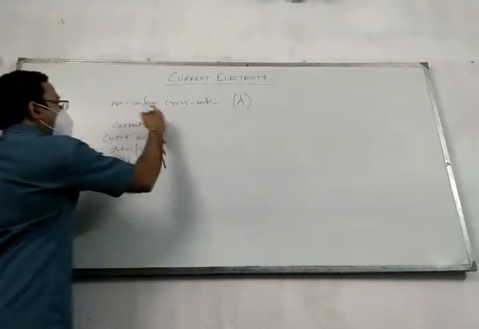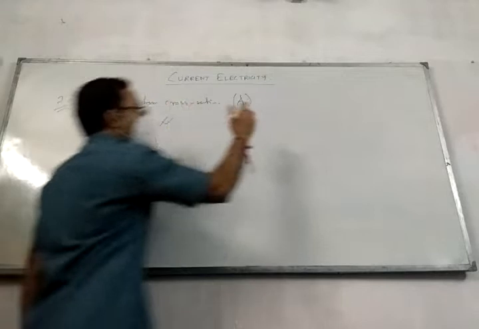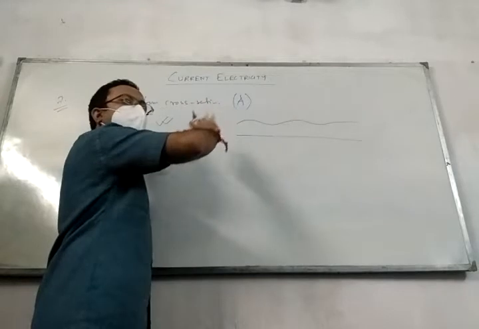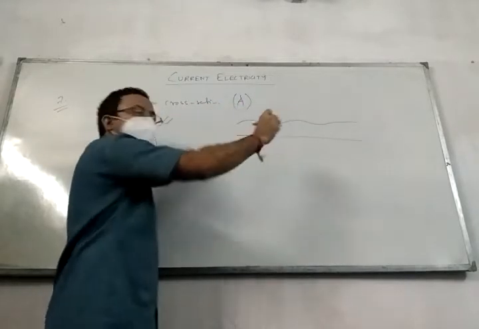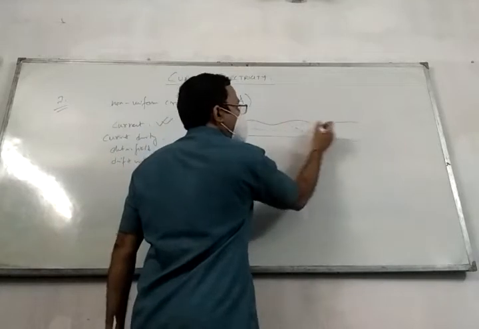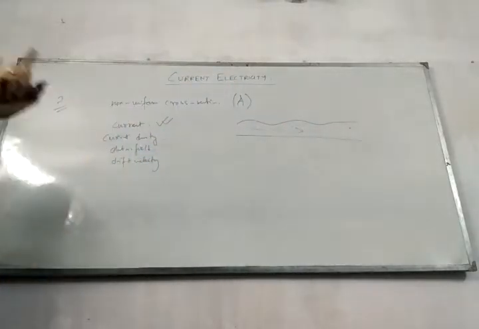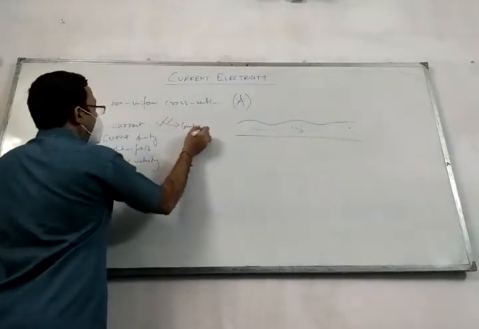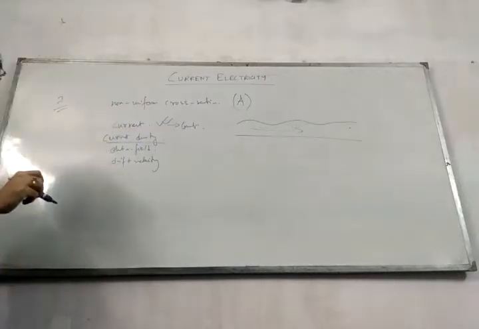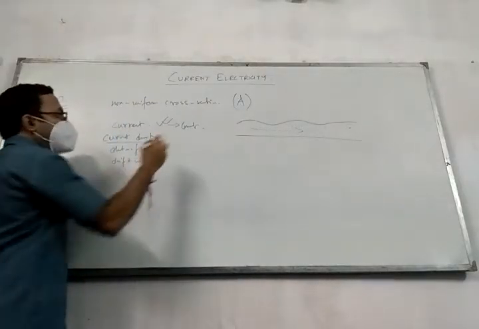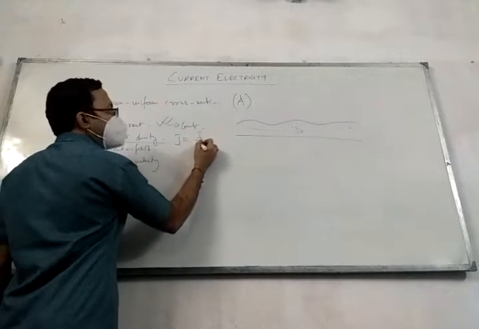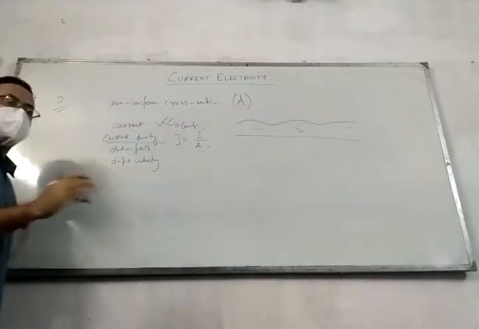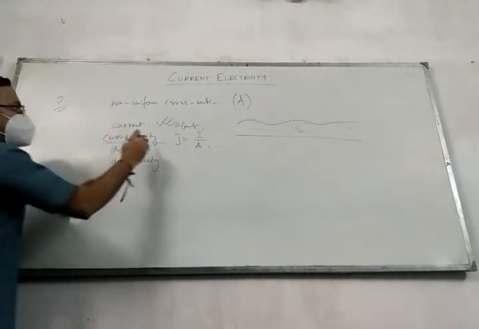First, current has to remain constant. Why? Because it is the same conductor. It does not matter if it is uniform or non-uniform. It is the same conductor, so the same amount of current has to pass through all the points. If the current is constant, can the current density be constant? No, because we know J is equal to I by A. So if I remains constant and A keeps changing, obviously current density will not remain constant.